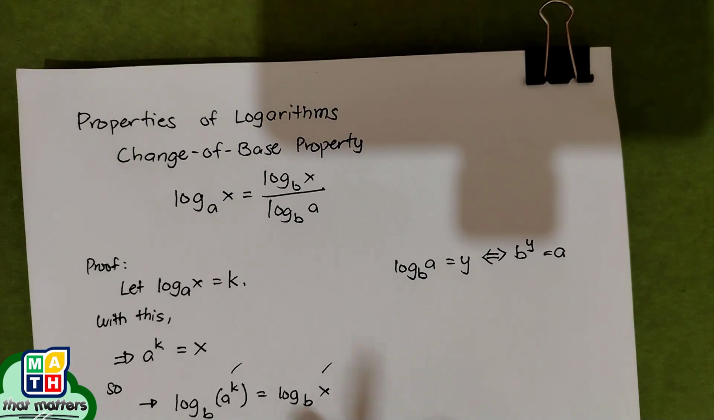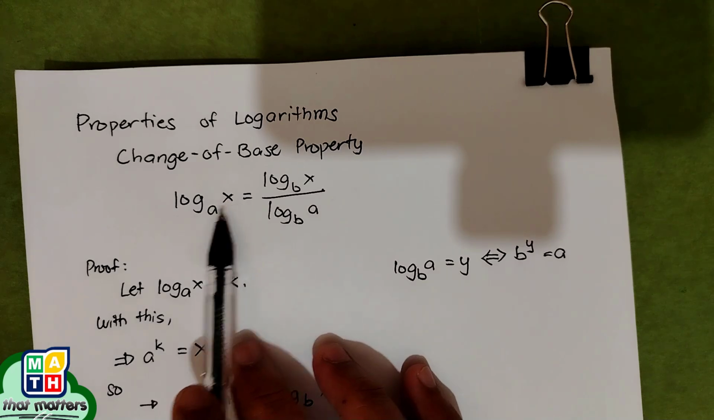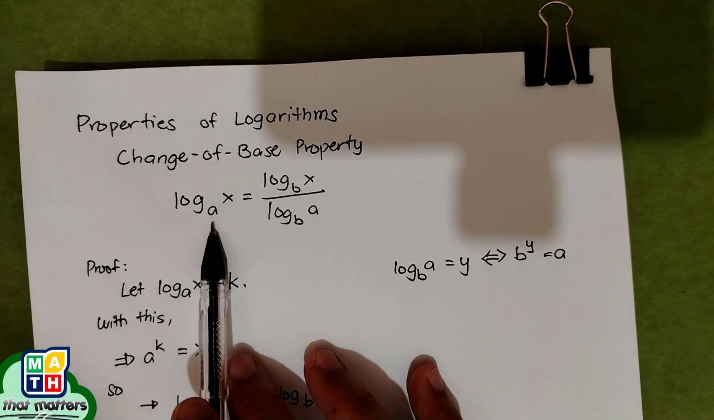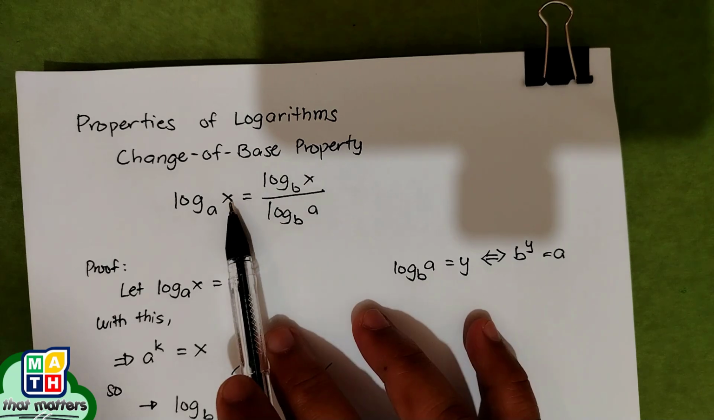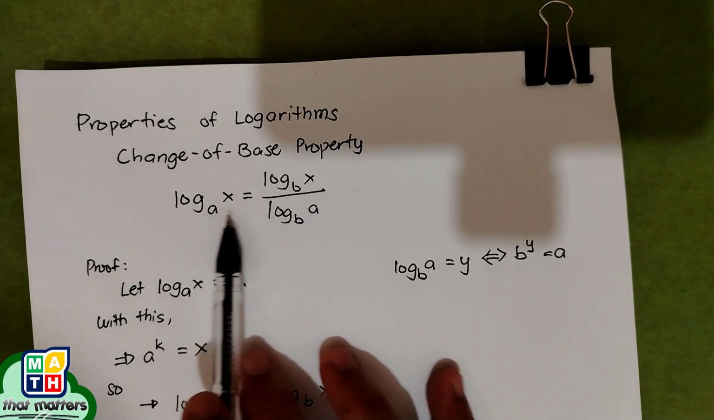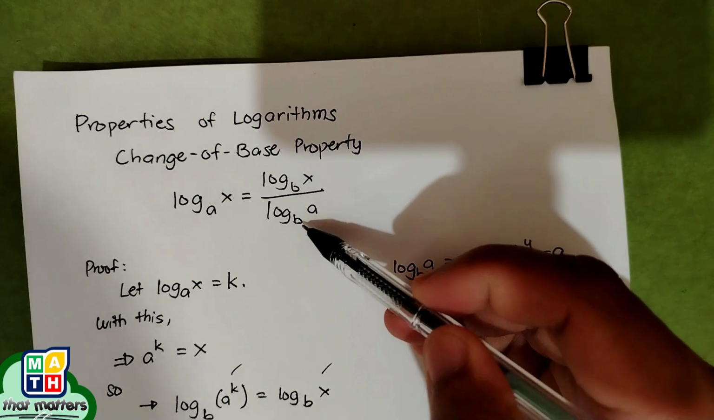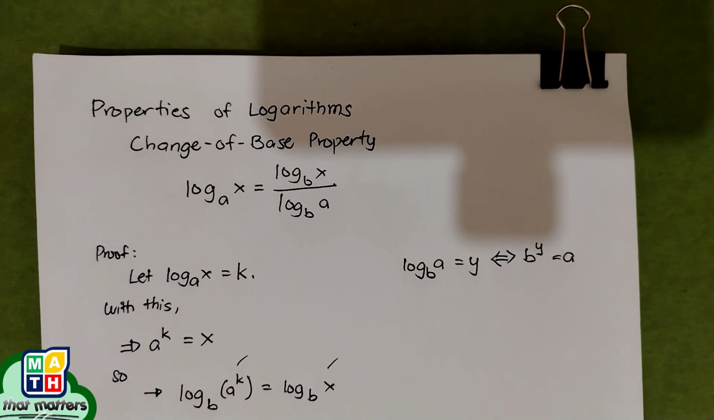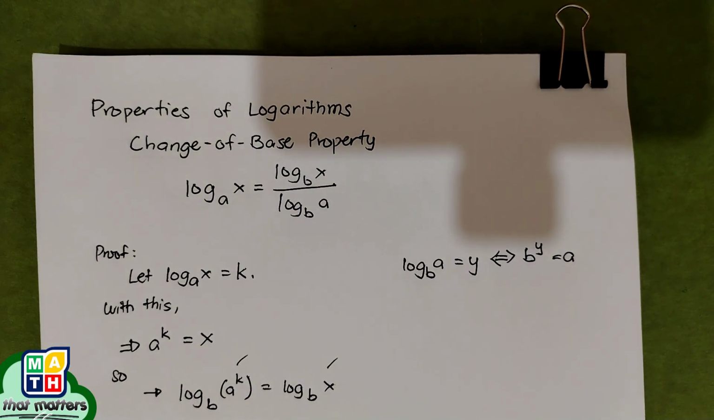This is the change of base property, which tells us again that if we have something like this and the base is not possible for any calculator, you can make it a quotient of the logarithm of the coefficient to a certain base b, divided by the logarithm of the base a to the same base b. Again, take note, the bases here should be the same. That is the emphasis here. This is now the proof of the change of base property as shown here.